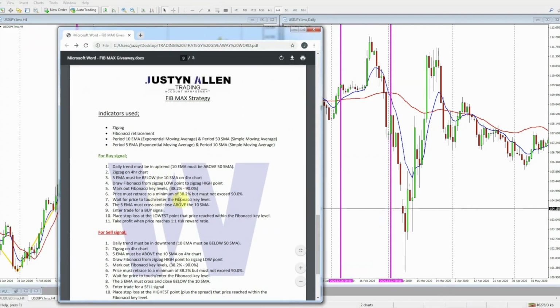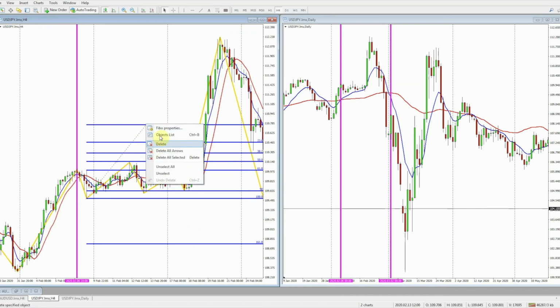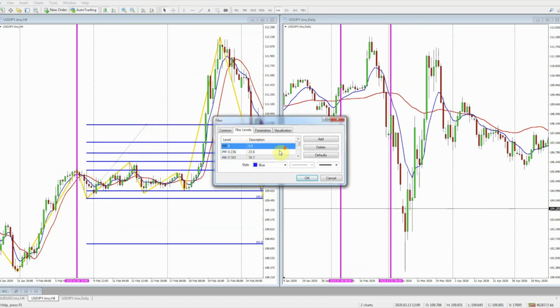Our Fibonacci key levels are between 38.2 and 90% level. I already have the 90% level on here, but what I'll do is I'll show you how to put it on. Go to the bottom.